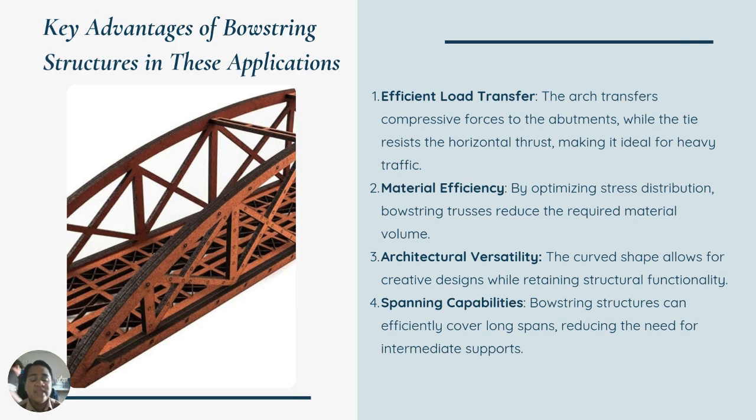So, for key advantages of bowstring structure in this application, first, efficient load transfer. The arc transfers compressive force to the abutment, while the tie resists the horizontal thrust, making it ideal for heavy traffic. Second, material efficiency. By optimizing stress distribution, bowstring truss reduces the required material volume. Third, architectural versatility. The curved shape allows for creative design while retaining structural functionality. Lastly, spanning capability. Bowstring structure can efficiently cover long spans, reducing the need for intermediate support.